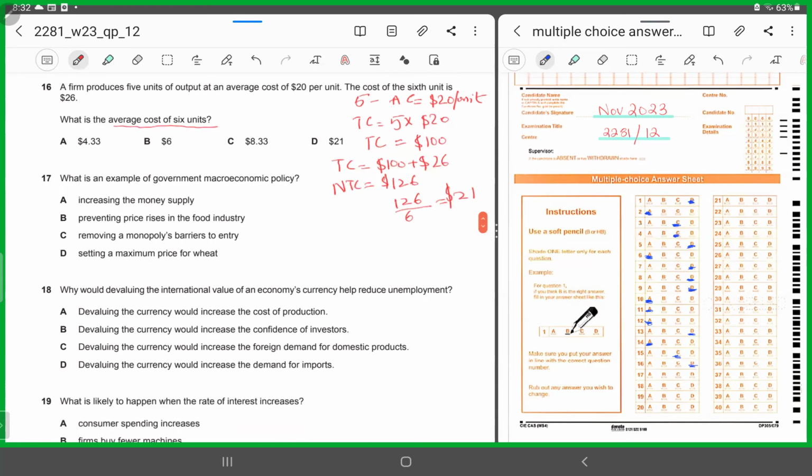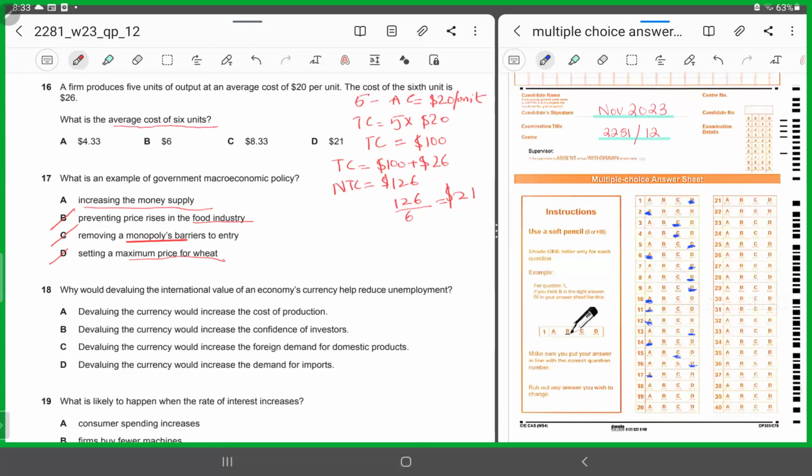Number 17. What is an example of a government macroeconomic policy? Increasing the money supply, preventing price rises in the food industry, removing a monopoly's barriers to entry, setting a maximum price for wheat. Now, we are talking about an example of a government macroeconomic policy. You see, B, C, and D are all talking about certain sectors, certain industries apart from A. Over here, we are talking about the food industry. Over here, we are talking about removing a monopoly's barriers to entry. In part D, we are talking about maximum price for wheat. So all of these three are chopped off, increasing money supply. 17 has to be A.